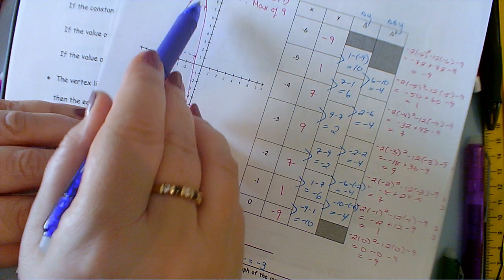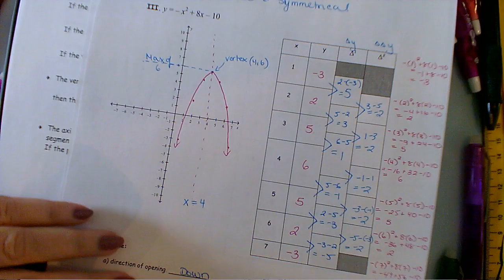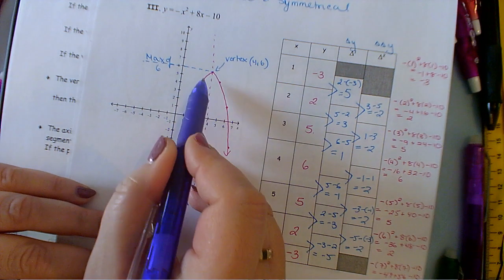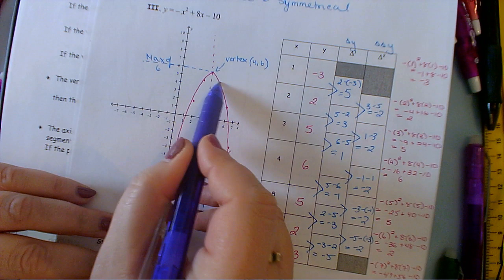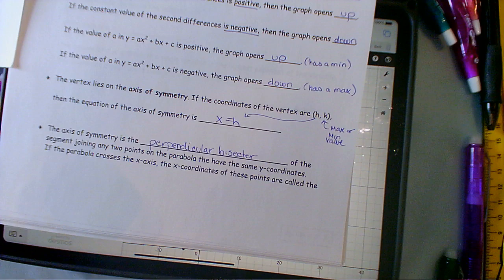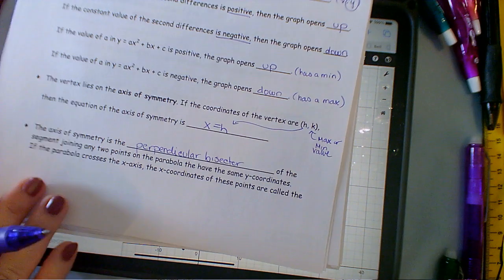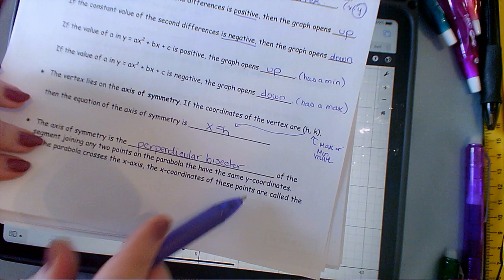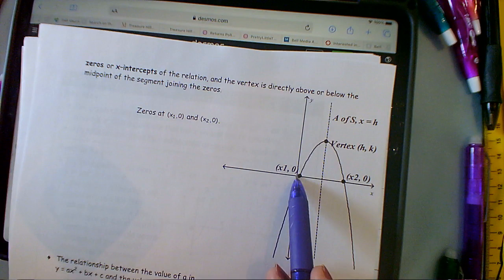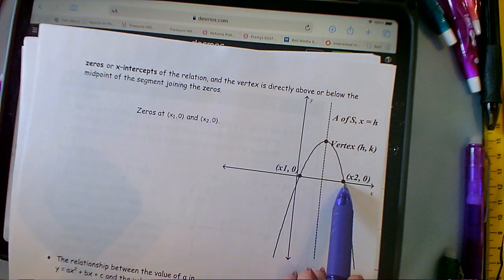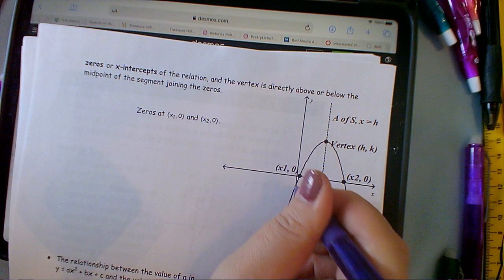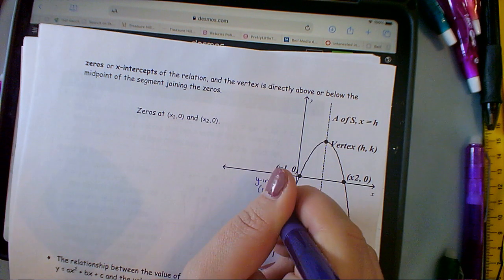Now this one, I didn't graph that one very well, so let's look over here. So again, same height, same distance away. Same height, same distance away from the mirror line on either side. That's all it's talking about. Now, if the parabola crosses the x-axis, so if the arms touch the x-axis, the coordinates of these points are called, as you already know, the x-intercepts. Those are called x-intercepts. We already know that. This right here, as we know, is the y-intercept, which is 0, y.